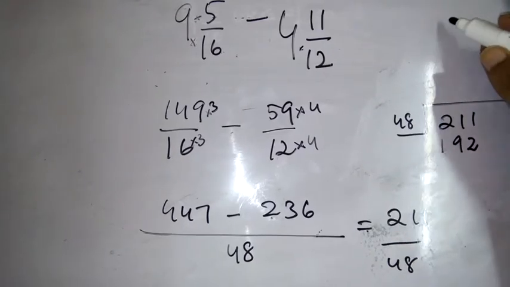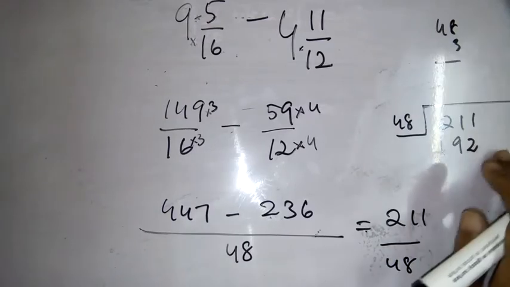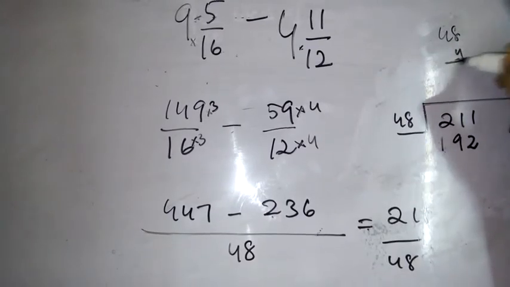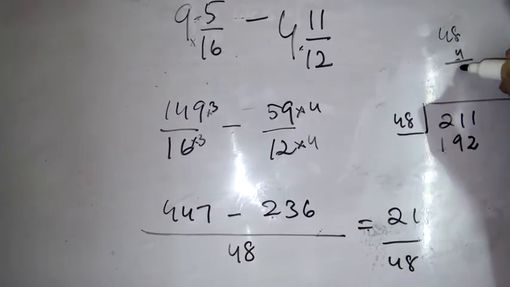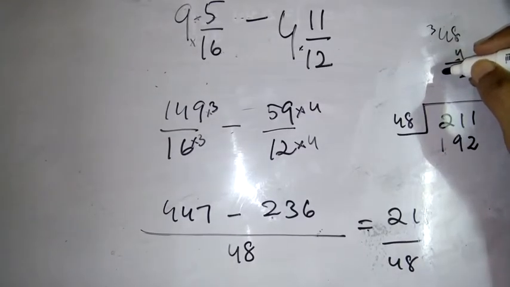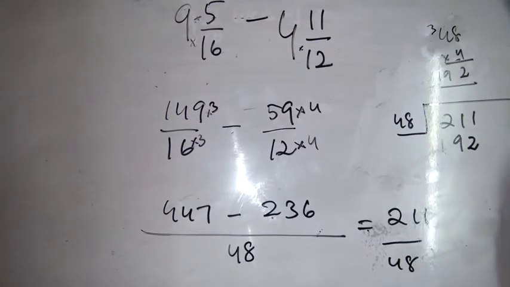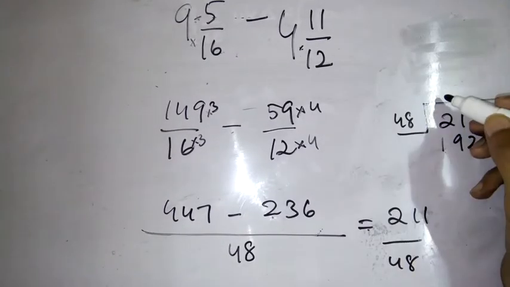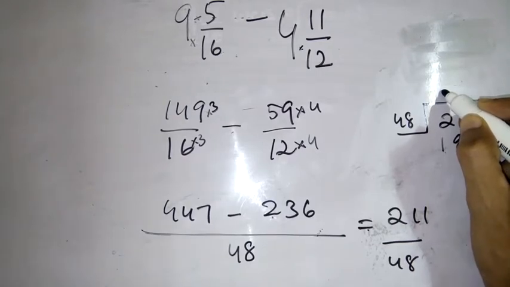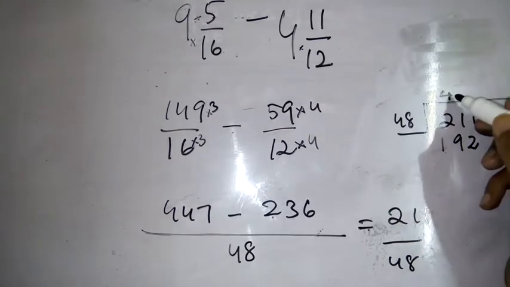Right? You can do this in your rough work. 48 fours are: 4 eights are 32, 3 goes here. 4 fours are 16 plus 3, 19. Right? So 48 fours are 192. What number comes here? 48 fours are 192, so 4 comes here.